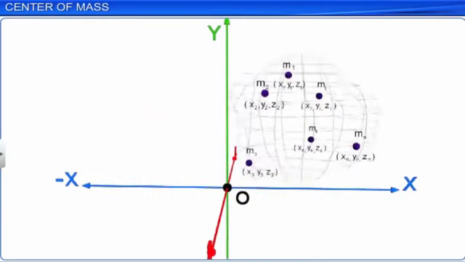Let us consider a system of n particles with masses m1, m2, mi, mn, and the positions of these particles represented by x1, y1, z1; x2, y2, z2; xi, yi, zi; xn, yn, zn. The center of mass of a given system of n particles is a point in space.